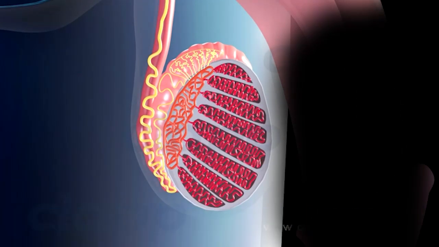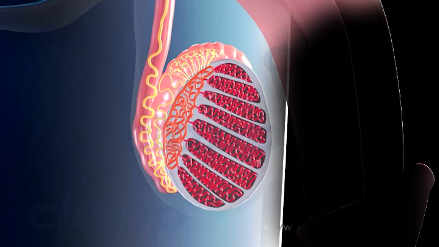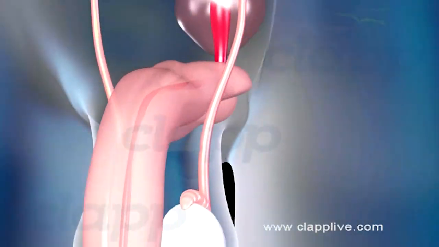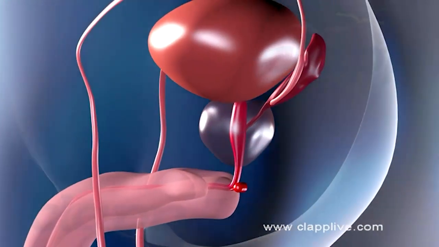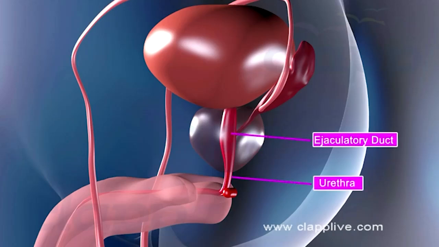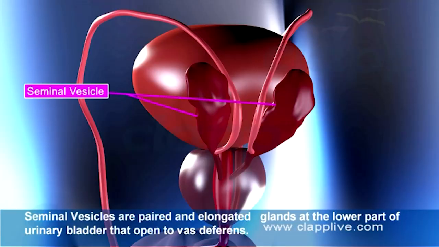Epididymis leads to vas deferens or vasa deferentia. It starts from cauda epididymis, ascends to the abdomen through inguinal canal, and passes over the urinary bladder. Vas deferens receives a duct from the seminal vesicle and forms a common duct, the ejaculatory duct, which finally opens at urethra.